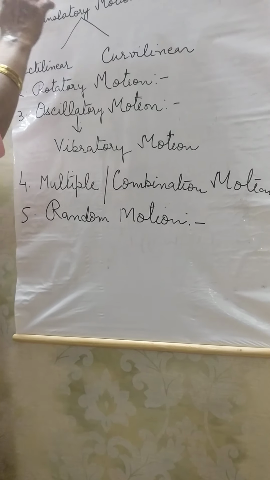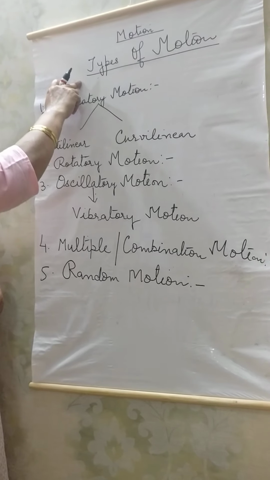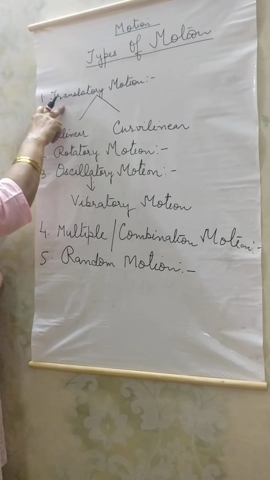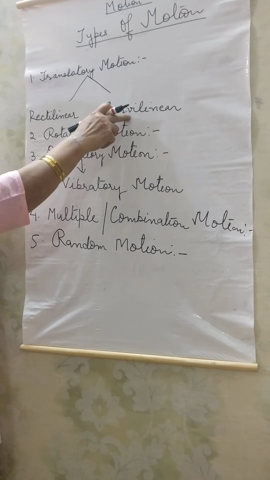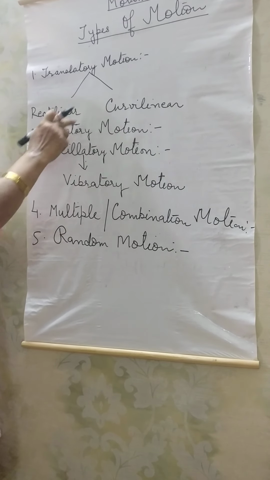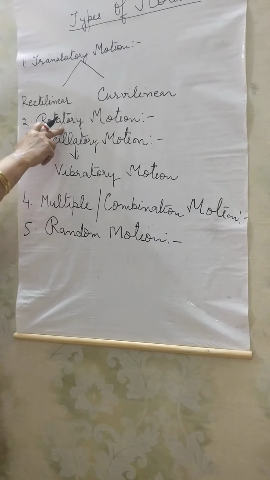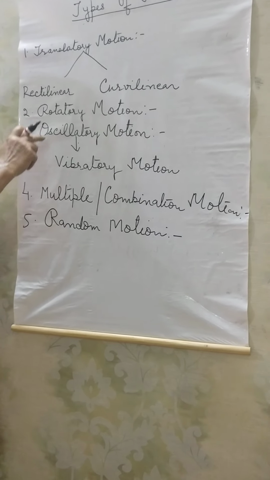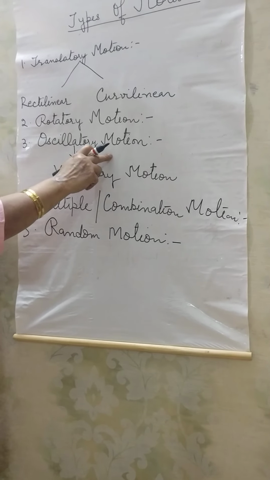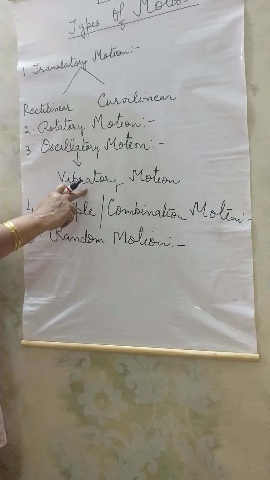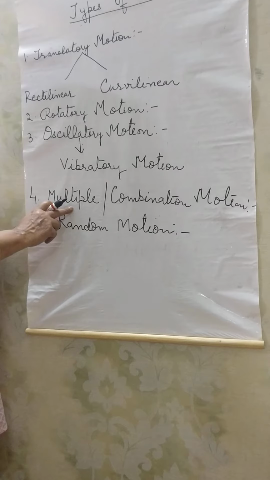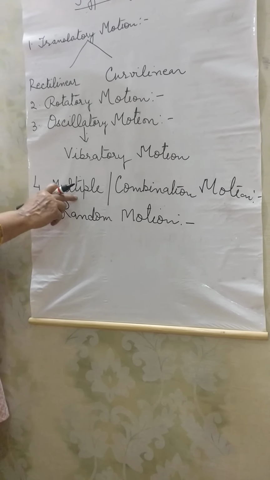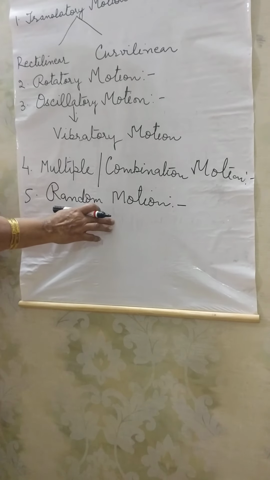So children, in this video we learnt about different types of motion. Number one, translatory. Under translatory we have rectilinear and curvilinear. Second, we learnt about rotatory. Third, oscillatory motion. A special case of oscillatory is vibratory motion. Then multiple or combination motion. And finally we learnt about random.